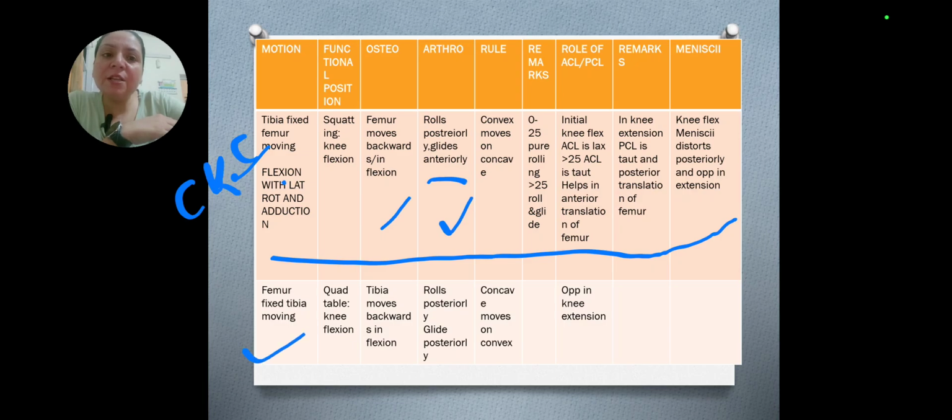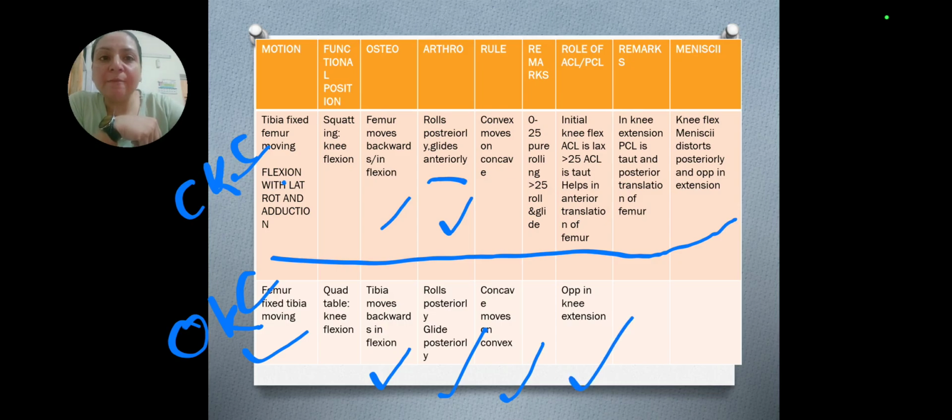When the femur is fixed and the tibia is moving, that is in the open kinematic chain, what we see in functional position is quadriceps stable. When we flex our knee, the tibia is moving behind. The osteokinematic movement happens, and the rolling and the gliding take place in the same direction. Why so? Because the concave surface is moving on a convex fixed surface. So the opposite happens in the knee.